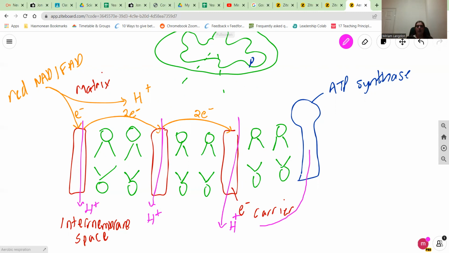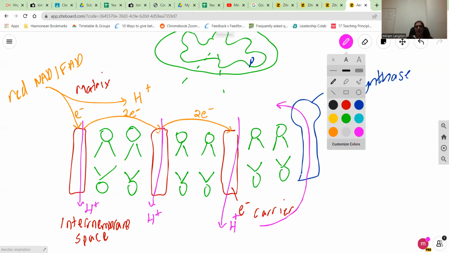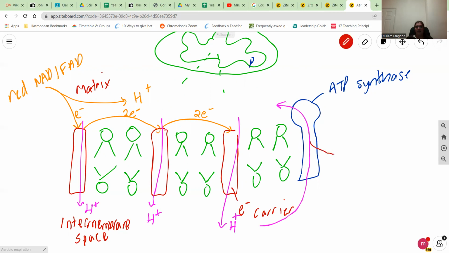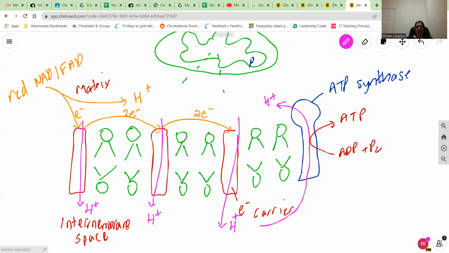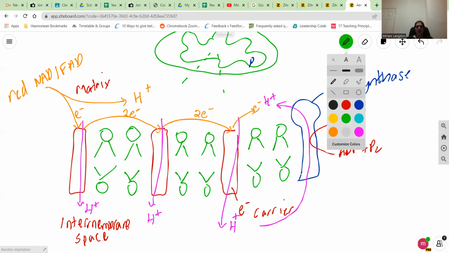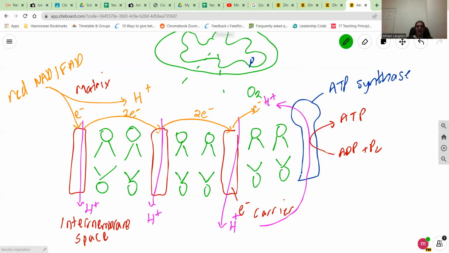So they will then diffuse back through ATP synthase. And as they diffuse back, the energy that they give off will be harnessed in the form of ATP. The hydrogen ions and the electrons are then picked up by oxygen, which acts as our final electron acceptor and forms water.